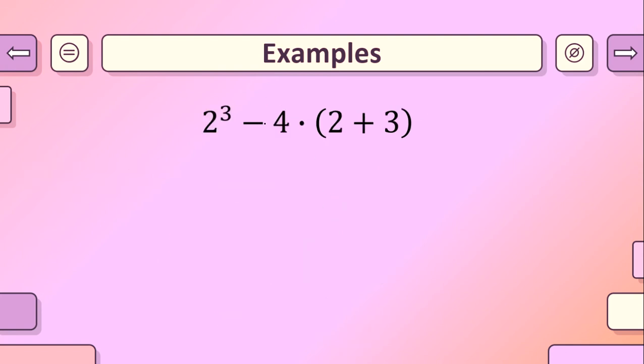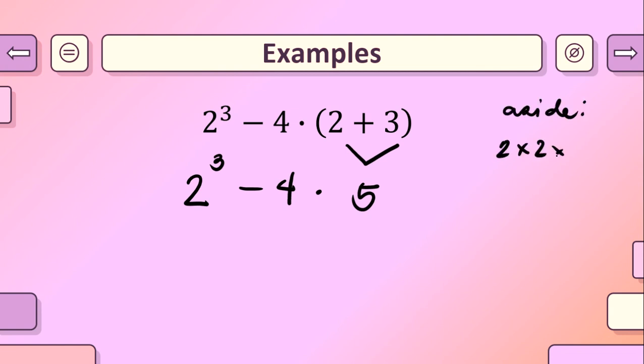Let's have the second example. Following GEMDAS, we again have a grouping symbol of parentheses. So let's simplify 2 plus 3 first. The sum is 5, and then bring down the others. As you can see here, we have an exponent. Simplifying 2 cubed, or 2 raised to 3, let's have an aside here. That's 2 times 2 times 2, and the product is 8. So 2 cubed is 8, and then bring down the other terms.